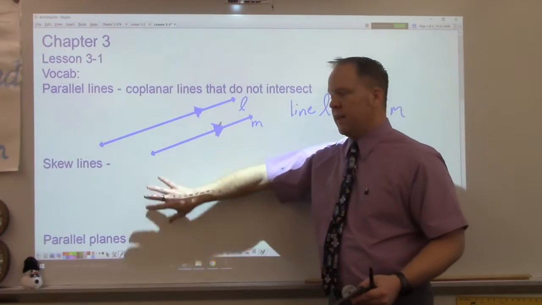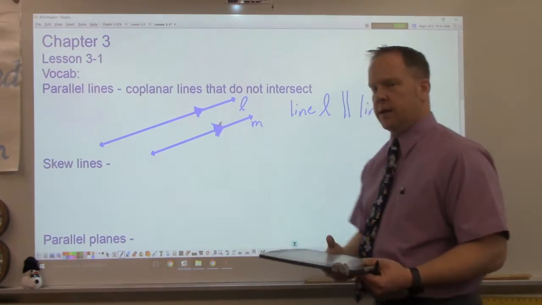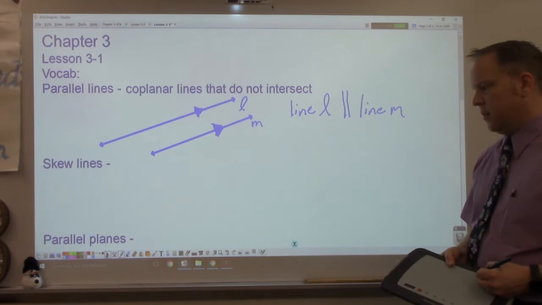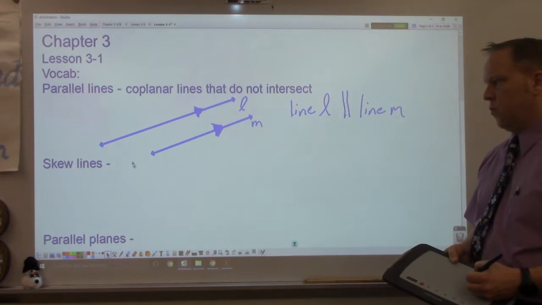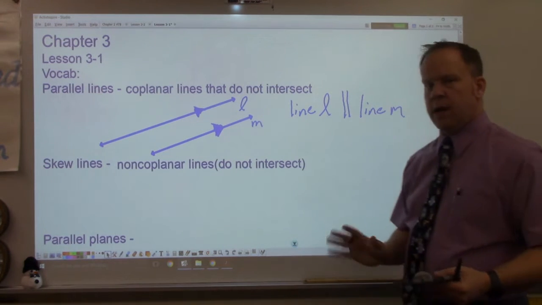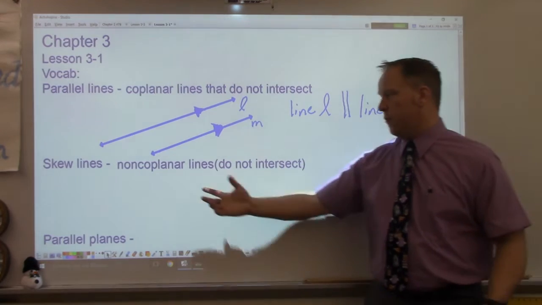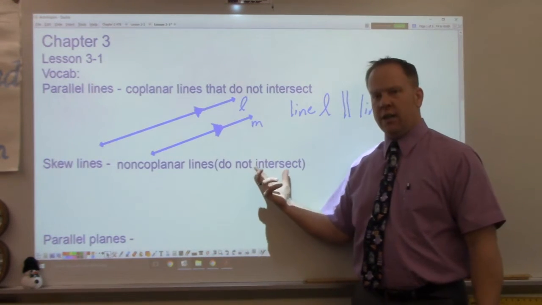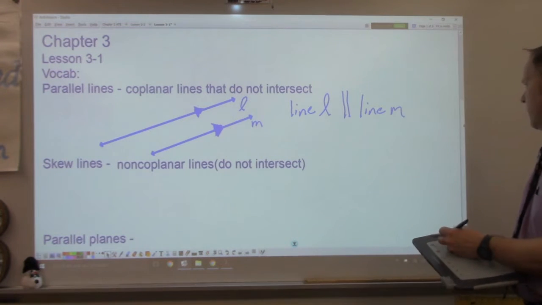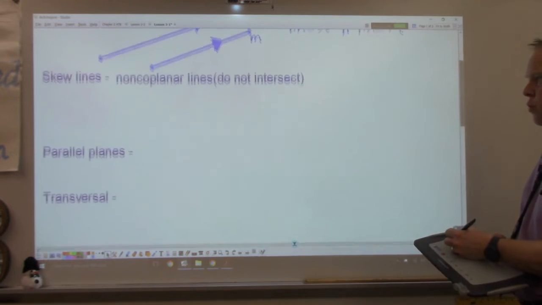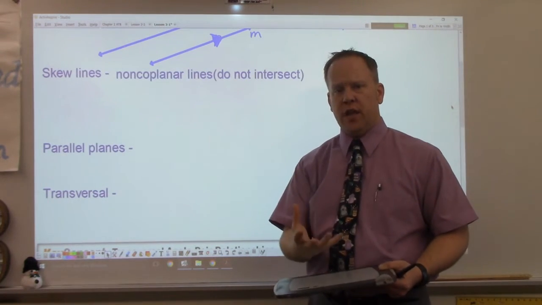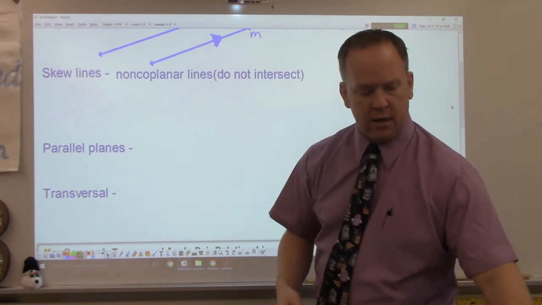New vocab word, you may have never heard of these, skew lines. Skew lines are related to parallel lines, but they're different in one big way. They are non-coplanar. They will not be on the same plane at all. Therefore, if they're non-coplanar, they cannot intersect. Now, to draw a sketch of skew lines is very difficult when you're dealing with a flat board. You can't really sketch skew lines unless you draw a three-dimensional shape and then name the lines like that.